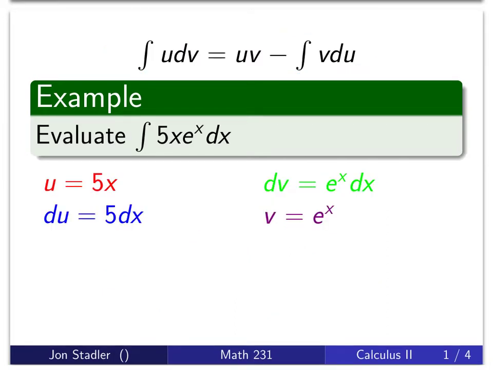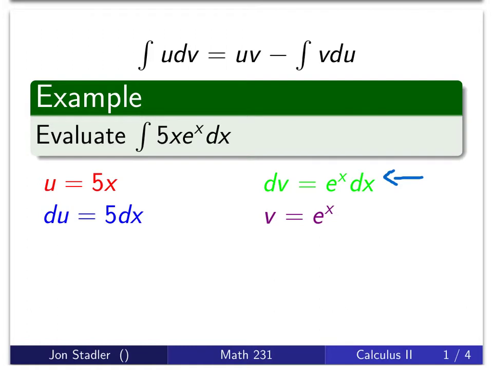So, as I said, u is our polynomial, so I'll let u be equal to 5x, and dv will be equal to e to the x dx. To go from u to du, we differentiate. The derivative of u with respect to x is 5. Multiply both sides by dx, we get du is equal to 5 dx.